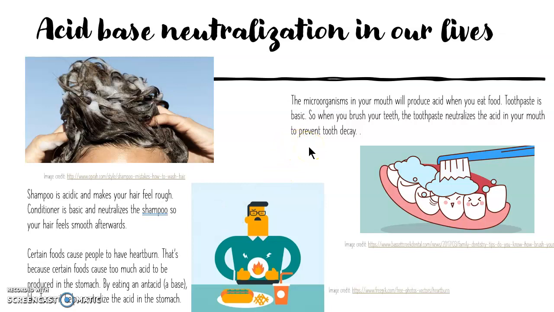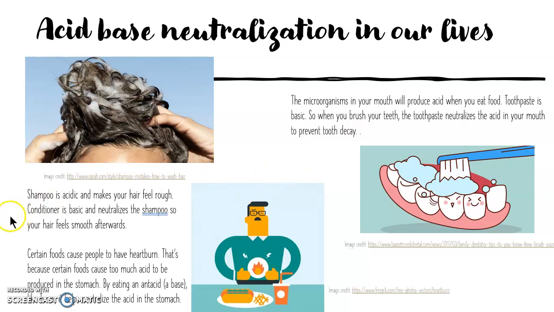One is teeth brushing. So all the little microorganisms in your mouth will actually end up producing an acid when you eat food. And so the reason why you have to brush your teeth is that the toothpaste is basic. So you need that basic toothpaste to neutralize all the acid in your teeth. And that's going to end up preventing tooth decay.